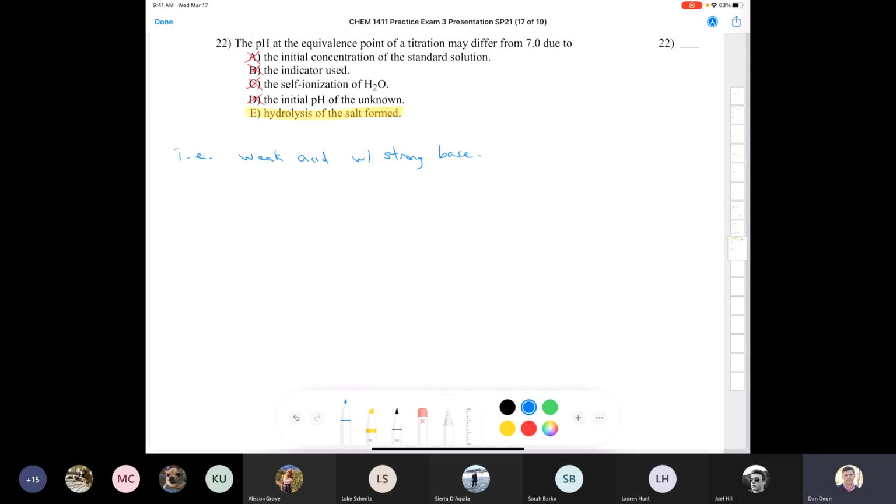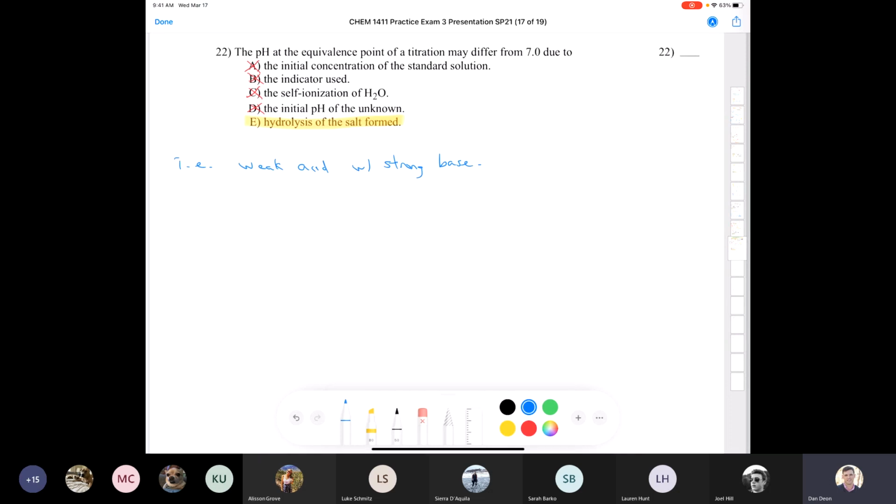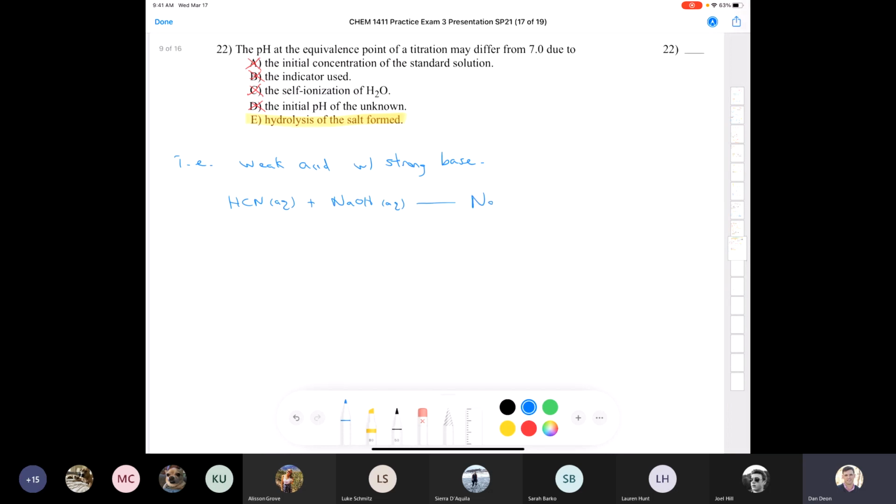Or conversely, if you did the titration of a weak base with a strong acid, again, at the equivalence point, the pH is not going to be 7. Let's say, for example, we had a weak acid like hydrocyanic acid, and we were to titrate that with a strong base like sodium hydroxide. That's going to react to give us sodium cyanide plus water. And you're thinking, okay, well, that's great.